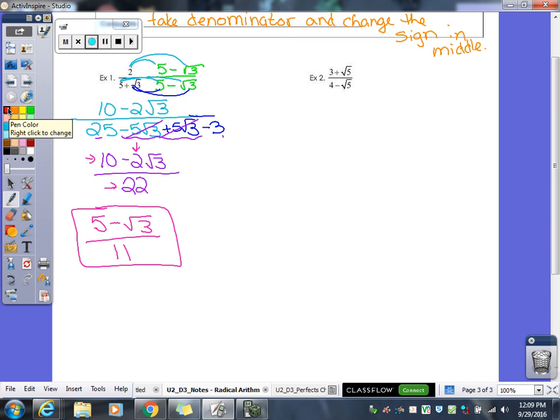So what would be our conjugate in example 2? 4 plus radical 5. You just change that sign in the middle and then you multiply. Lots of distributing in this one. 3 times 4, 3 times radical 5, 4 times radical 5, radical 5 times radical 5.